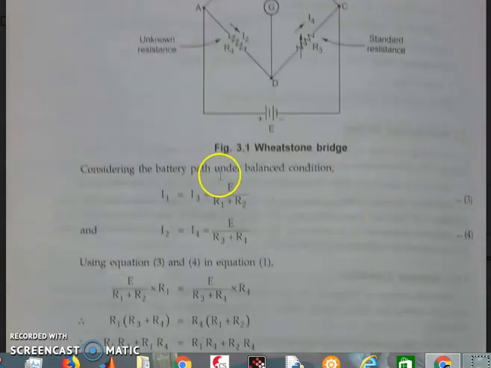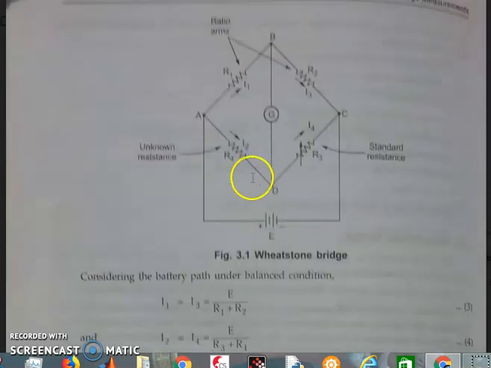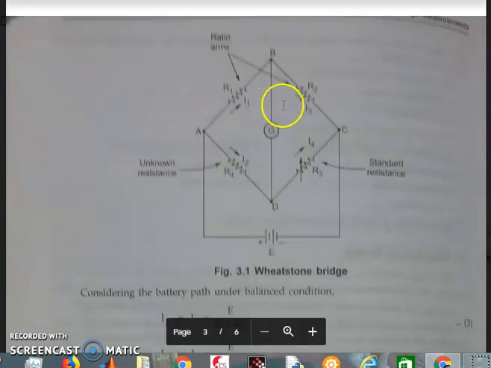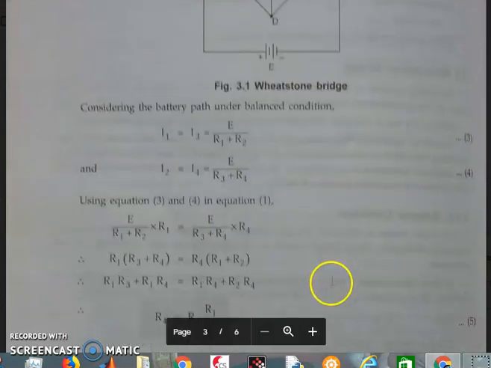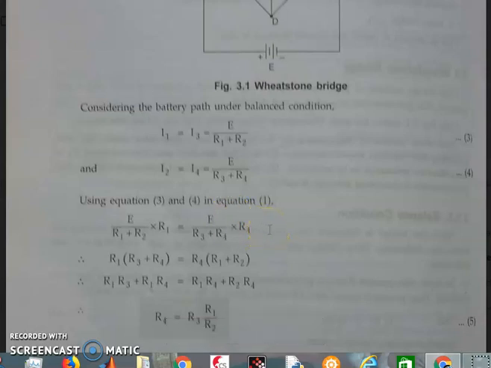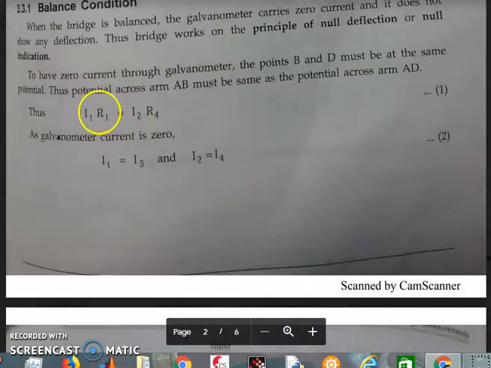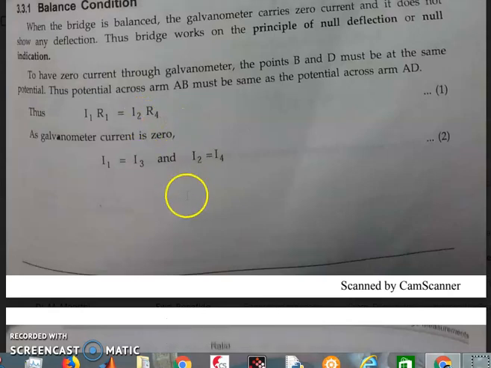Okay, so now we are going to consider the battery path under balance condition. Therefore, I1 is equal to I3 is equal to E divided by R1 plus R2, and I2 is equal to I4 is equal to E divided by R3 plus R4, which are equations 3 and 4. Now we are going to substitute equations 3 and 4 in equation 1. Our equation 1 is I1 into R1 is equal to I2 into R4.